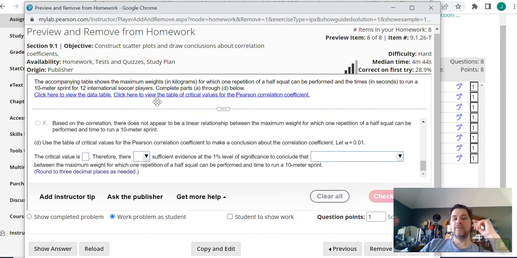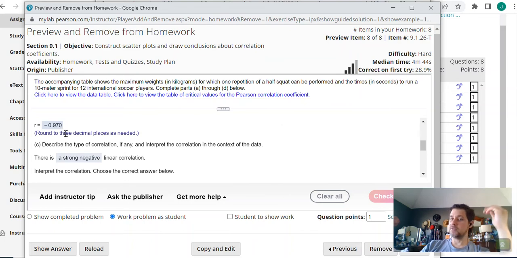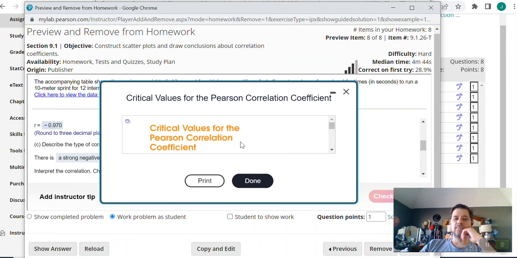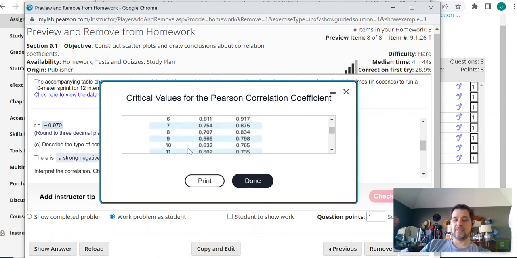So now we need to go to this table. See this part here says click here to view the table of Pearson correlation coefficient. Well, this correlation coefficient's full name is the Pearson correlation coefficient. And I want to show you some numbers on it. All right, so see it has n. Now that's the size of our sample. And then it gives us what the correlation coefficient would have to be greater than given an alpha level of 0.05 or 0.01.